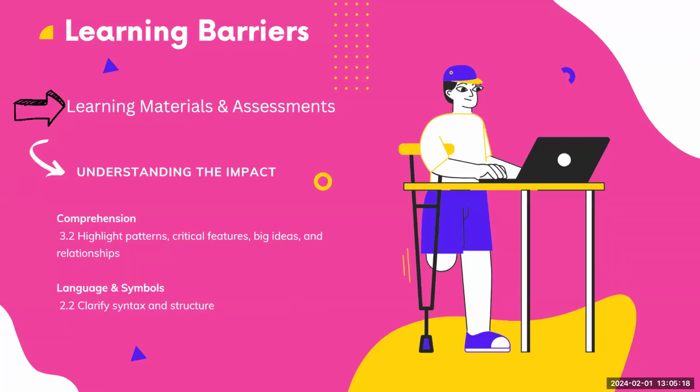So what are my learning barriers? Certainly, as I've mentioned, the learning materials and the assessments, I think, are 2 areas that are challenging within this class. So looking at the checkpoints in areas that I can make some changes, I have chosen to focus on, under comprehension, 3.2, highlighting patterns, critical features, big ideas, and relationships, and language and symbols, that's checkpoint 2.2, clarifying syntax and structure.